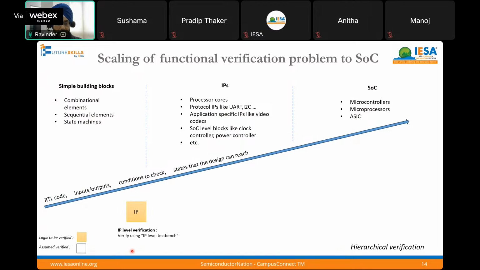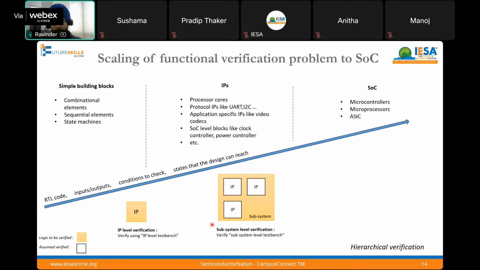Here we start with the IPs and verify the IPs, and this is done by dedicated IP verification teams. What is created is an IP level test bench around the IP, and the IP logic is thoroughly verified. So this brown color logic is thoroughly verified with the IP level test bench.